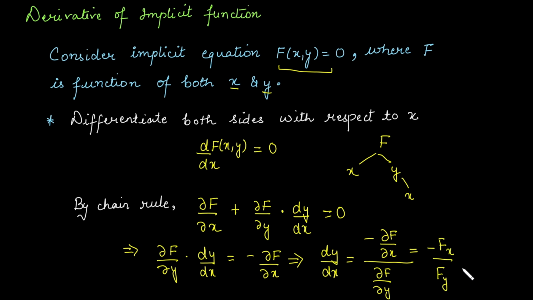That is also written in this form, where the function with subscript x means the partial derivative of the function with respect to x, and here it is the partial derivative of the function with respect to y. This gives you the formula: the derivative of y with respect to x is calculated as the negative of the partial derivative with respect to x divided by the partial derivative with respect to y, for the implicit function that is depending upon two variables x and y.